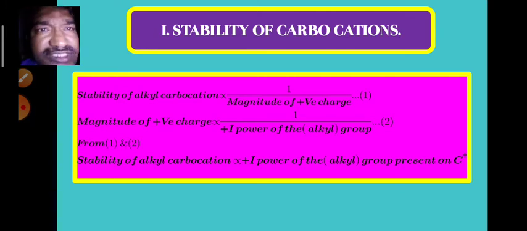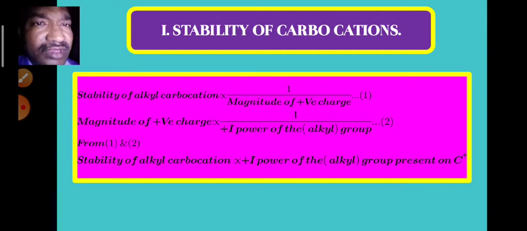First one of them is the stability of the carbocations. Stability of the alkyl carbocation is inversely proportional to the magnitude of the positive charge. So as the positive charge increases, the stability of the carbocation decreases, because the charge destabilizes the atoms or cations. So that's why stability of alkyl carbocation is inversely proportional to the magnitude of the positive charge.